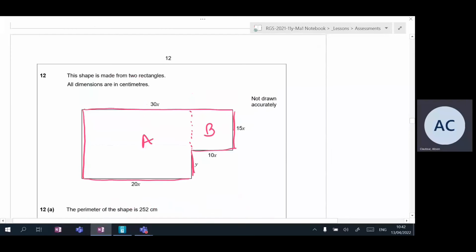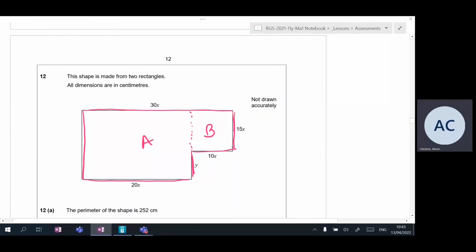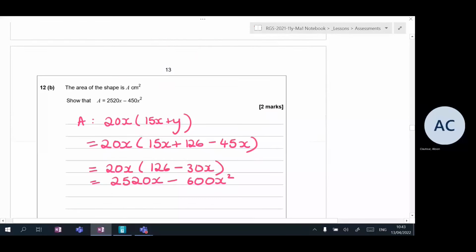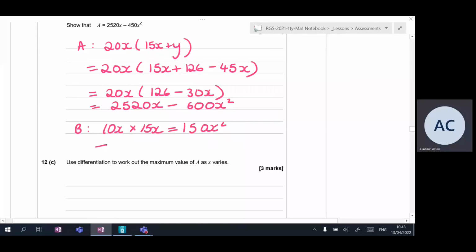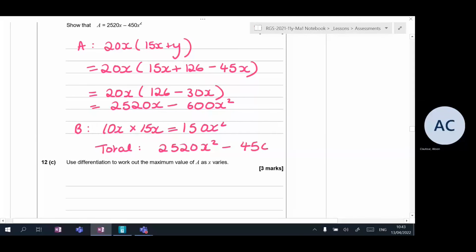If we then think about the area of B, so B is just 10x times 15x. That one's quite easy. That gives me 150x squared. So my total area, if I add those together, is going to be, oh, that should have just x on it, sorry. And that was what the show that was. I was giving them the show that.